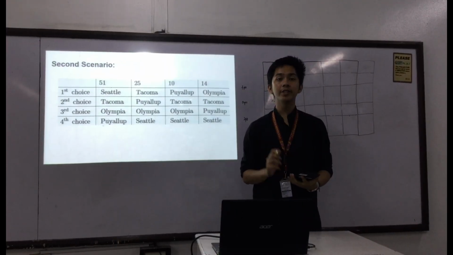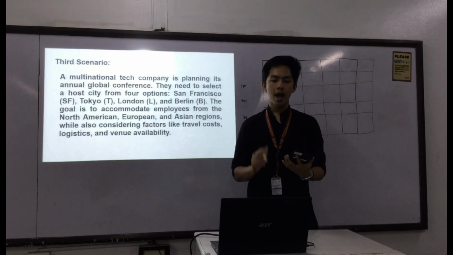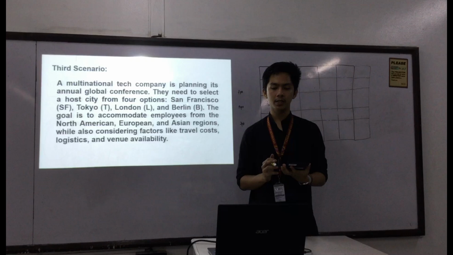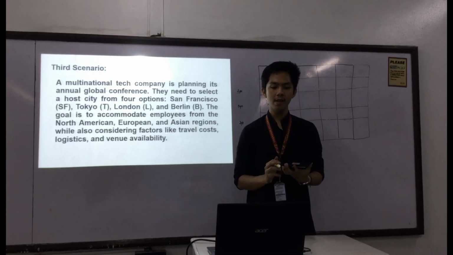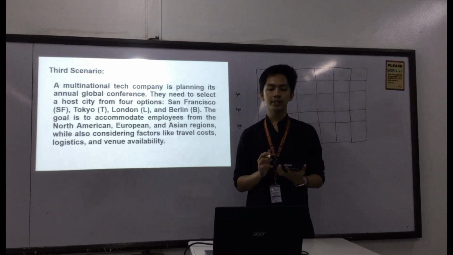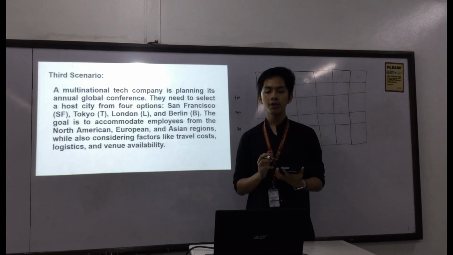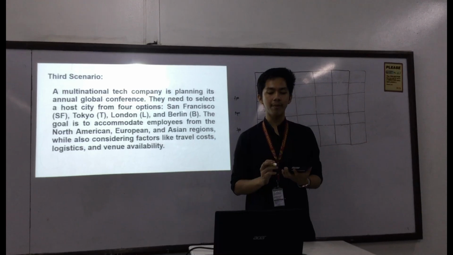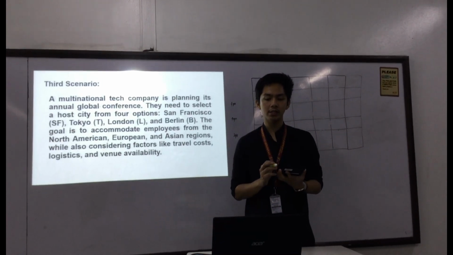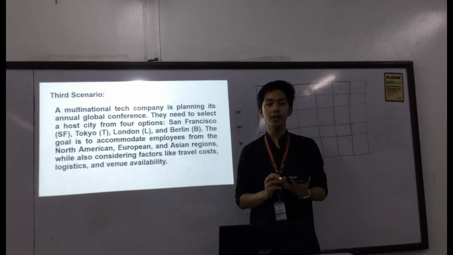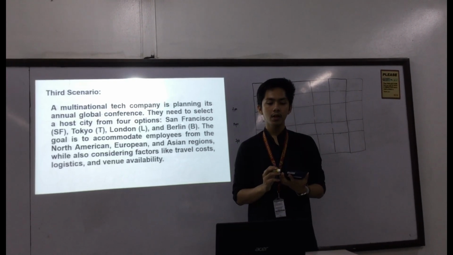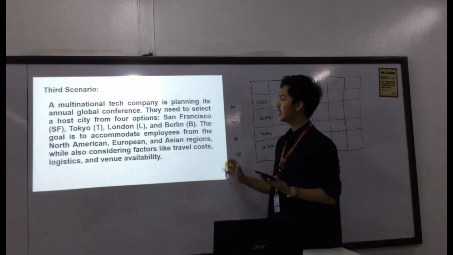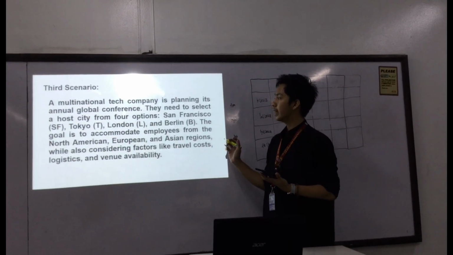Let's now proceed to the third scenario. A multinational tech company is planning its annual global conference. They need to select a host city from 4 options: San Francisco, Tokyo, London, and Berlin. The goal is to accommodate employees from the North America, European, and Asian regions, while also considering factors like travel costs, logistics, and venue availability. As you can see, the second step is already done.